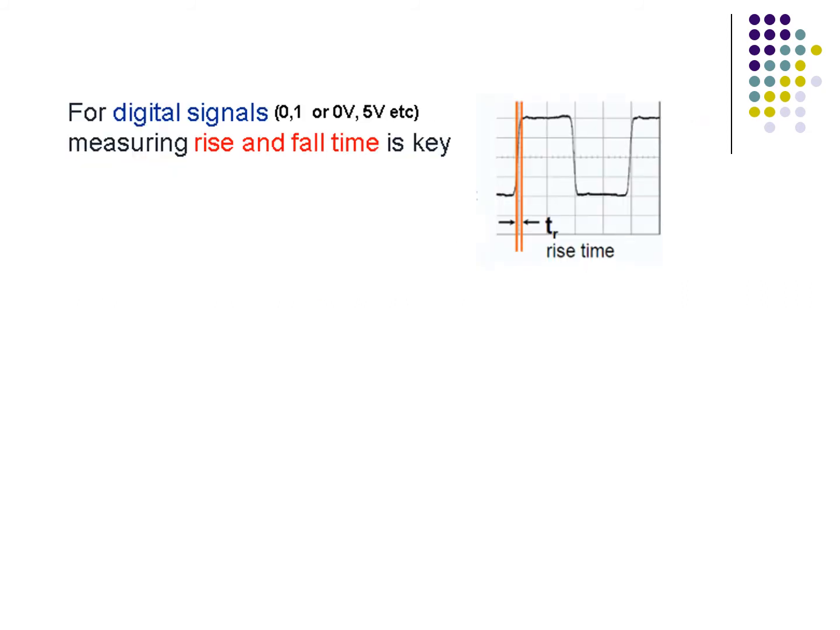Then we also come across what is known as rise time and fall time. Rise time is the time it takes for the signal to go from 0 level to 100%. Actually, it is from 10% to 90% level. So this time gap is called the rise time, and similarly the fall time.